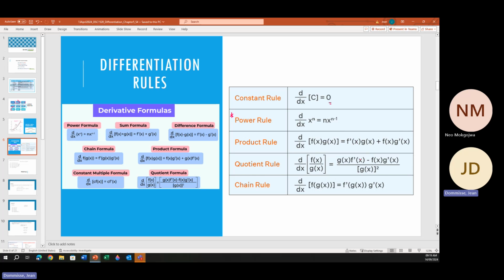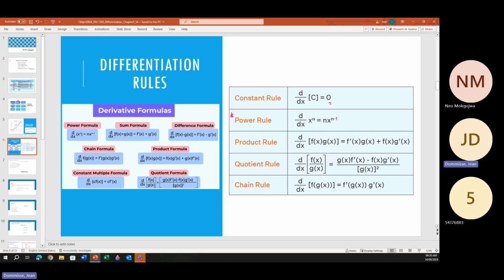The product rule basically looks at if you have two functions, then we will use the product rule. The quotient rule is when we have two functions that we divide by one another. So we will go into that detail as well. And the last one is the chain rule, when you have a function within a function.